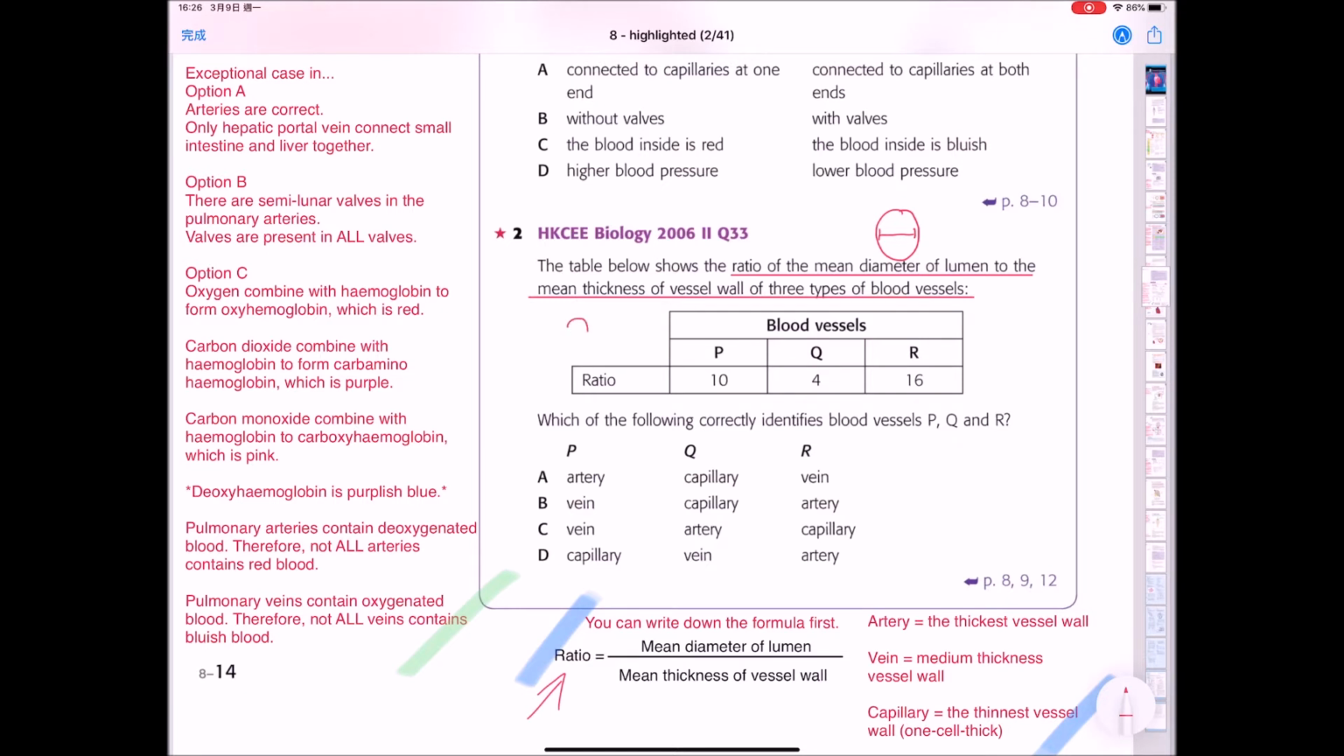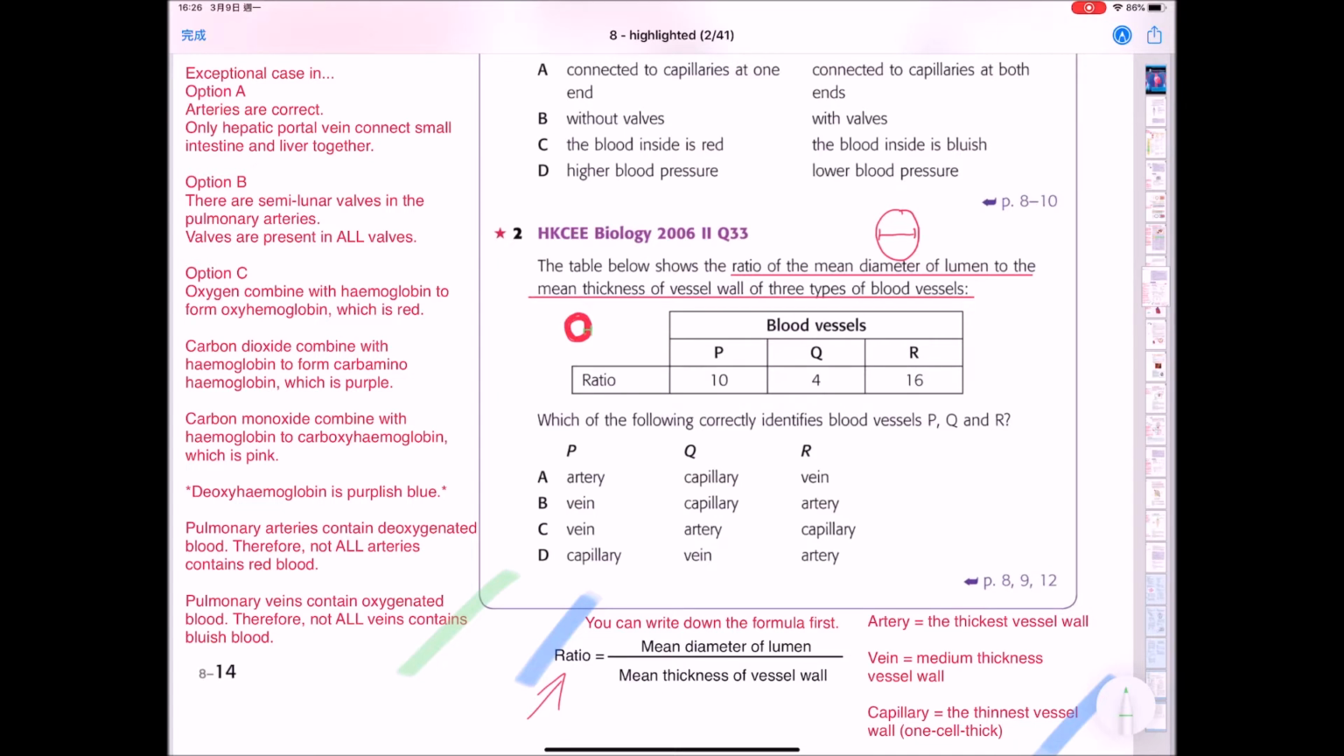For the vessel wall, I draw it a little bit thicker, and then you will see what the thickness of the vessel wall means. So that's the vessel wall. So that's the ratio: the mean diameter of the lumen is divided by the mean thickness of the vessel wall.